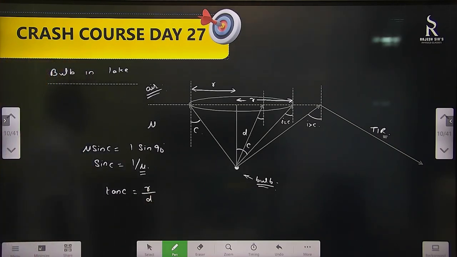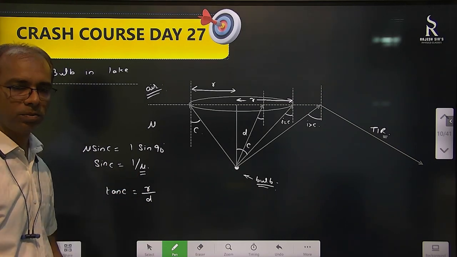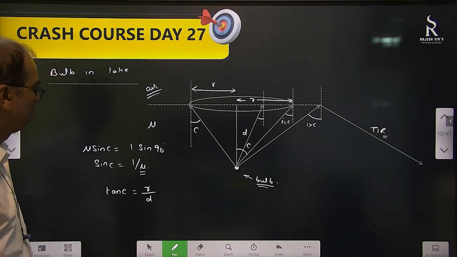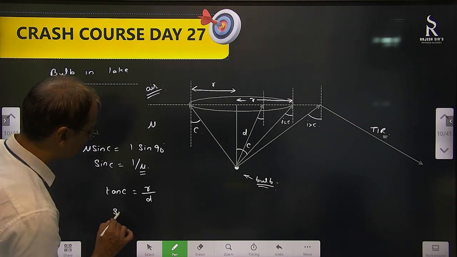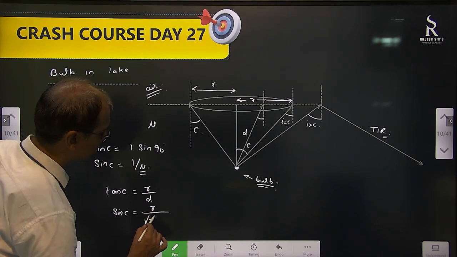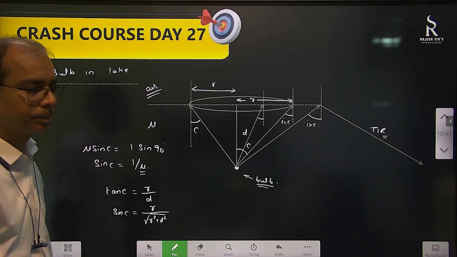Tan C equal to R by D. Sin C value we have, tan C value we have. Can we have the relation between them? Yes, we can definitely have a relation. So from here I can find the sin C value also. Sin C value we can write as R by root over R square plus D square. Now this value we got, this value and this value I am going to equate.